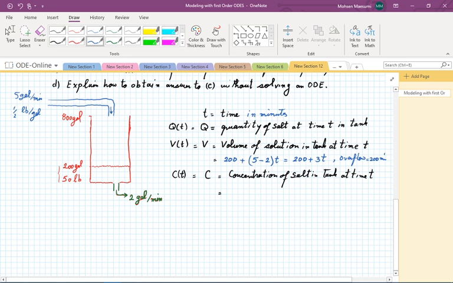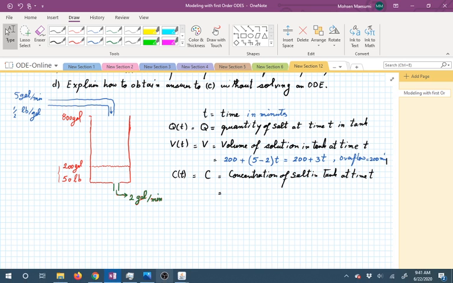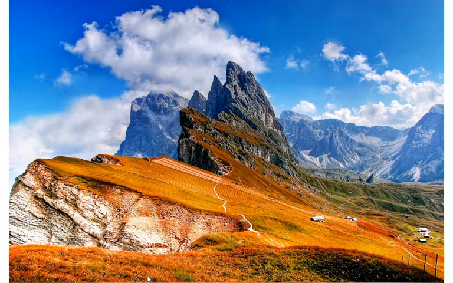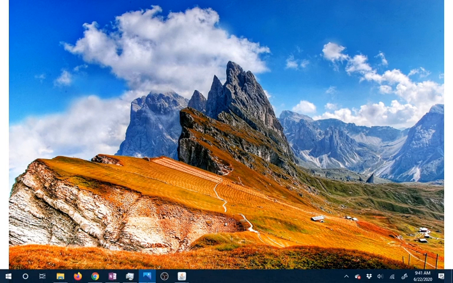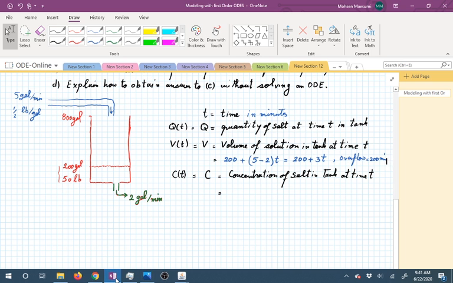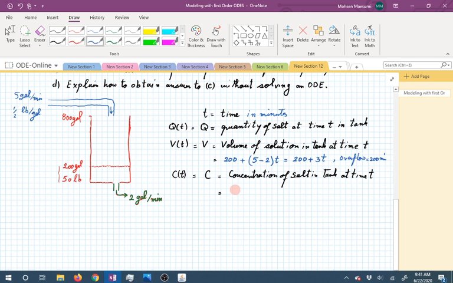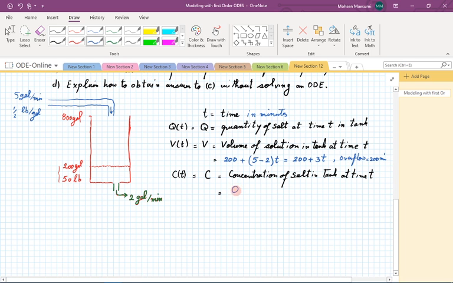Now the next question is the concentration of salt in the tank. That is separate from quantity. Quantity is the total amount of salt. And what is concentration? Do you remember from your basic science classes? How do you find the concentration? Concentration is a ratio of two things. So concentration is the quantity that you have divided by the volume in which it is dissolved.